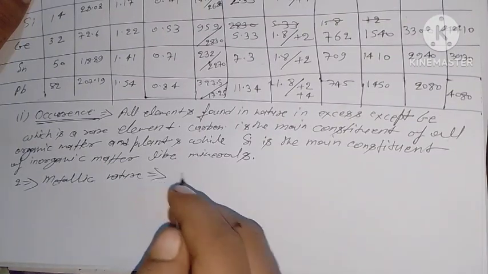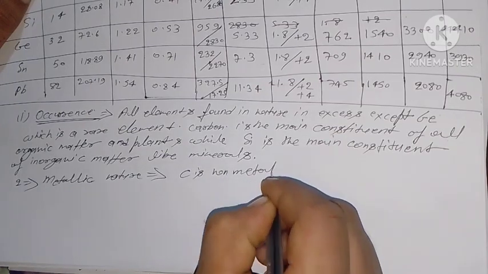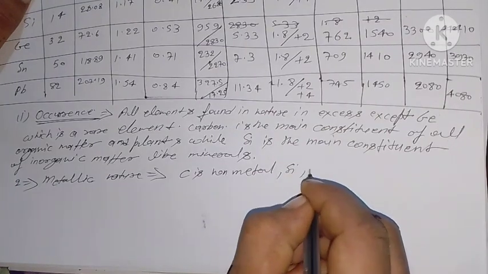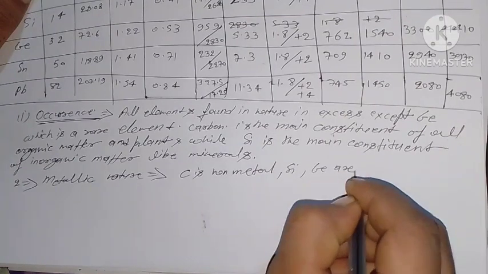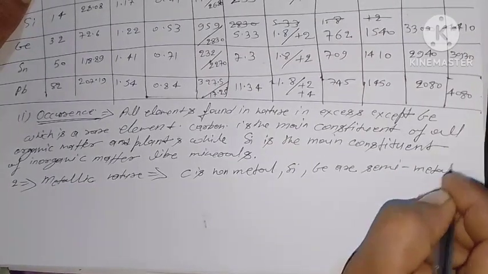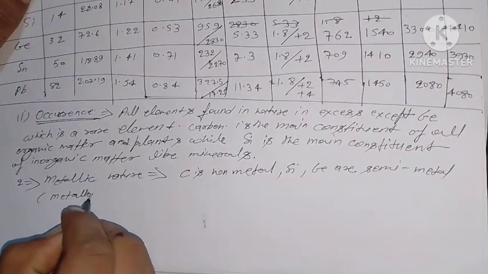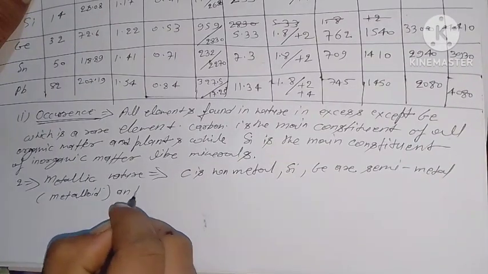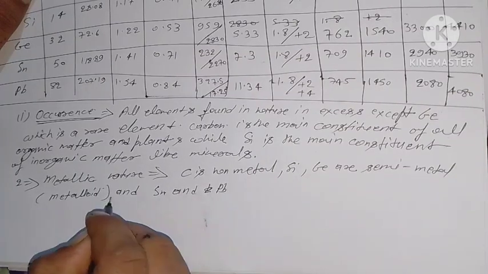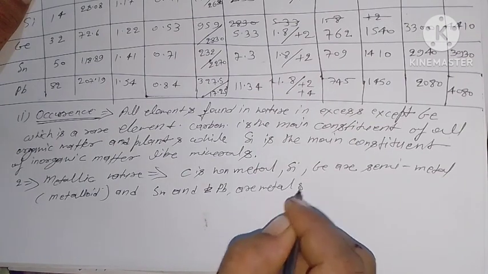Okay. Carbon is non-metal. Silicon, germanium are semi-metals, metalloids, and tin and lead are metals. Okay.